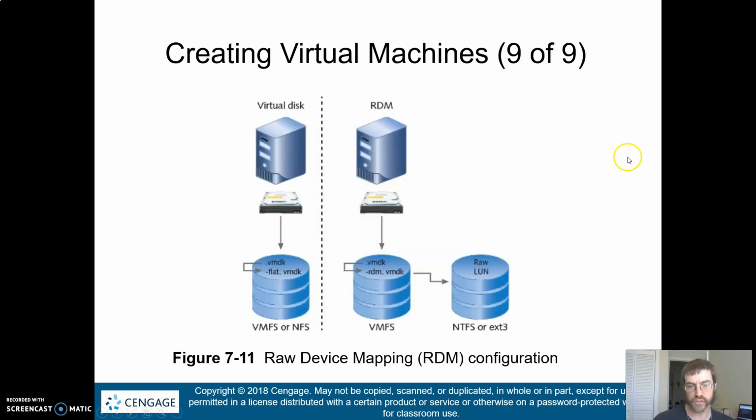Now, creating virtual machines. So, we have a couple of options here. An RDM is going to have a VMDK that remaps to a raw storage location on an NTFS or ext3 physical drive. Whereas with your virtual disk, it's a VMDK that's either in VMFS or NFS.